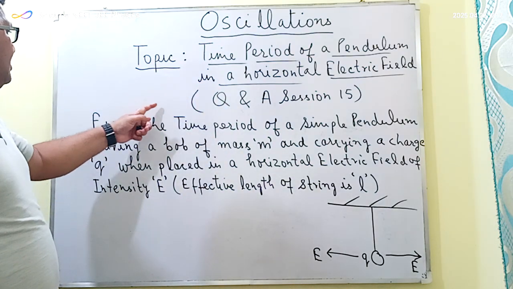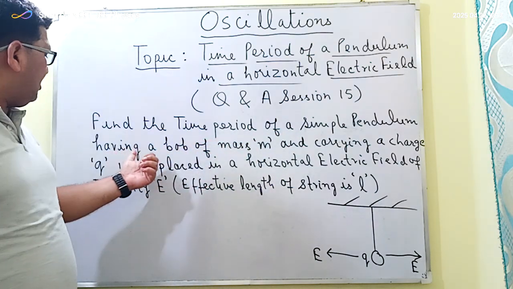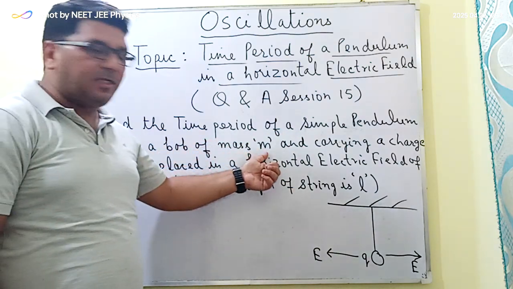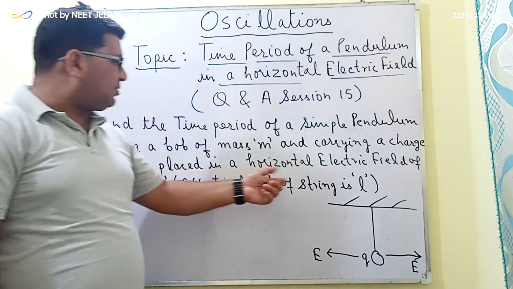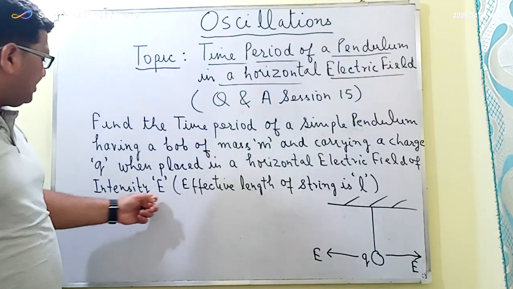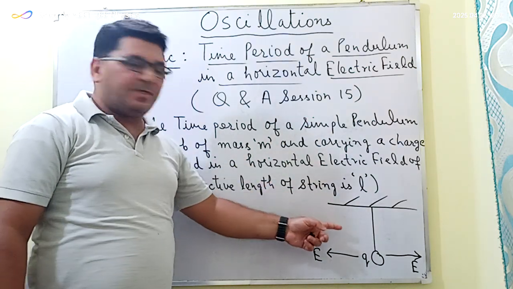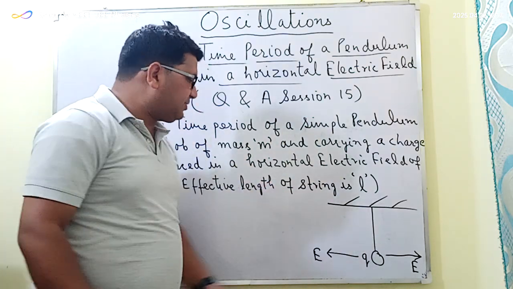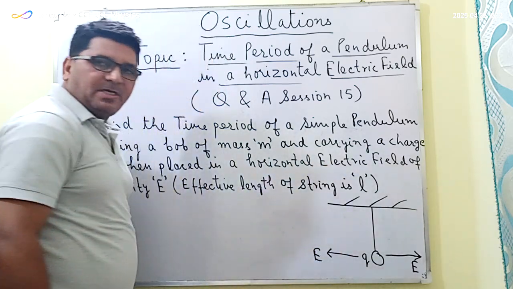So the question for this session is, find the time period of a simple pendulum having a bob of mass small m and carrying a charge small q when placed in a horizontal electric field of intensity E. Here the effective length of the string of this simple pendulum which is connected to this bob is equal to small l. So here I have already drawn one simple diagram.